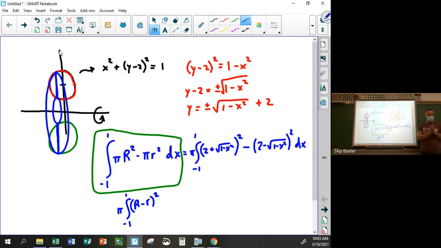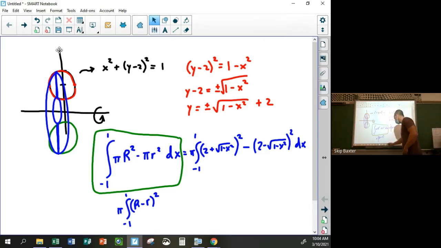In general, you want to visualize a typical cross-section. Then you know what the big radius is and what the little radius is. Little radius is just the function closest to the axis of rotation, and big radius is the function furthest away. That's it. Can we do number 2 on carbon? Yeah, multiple choice.